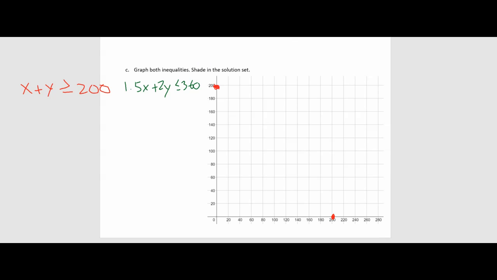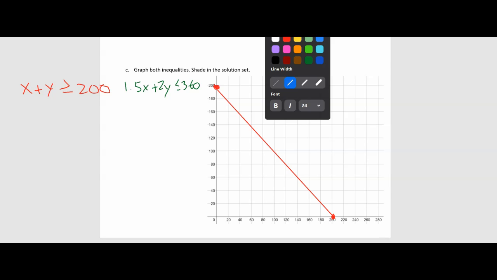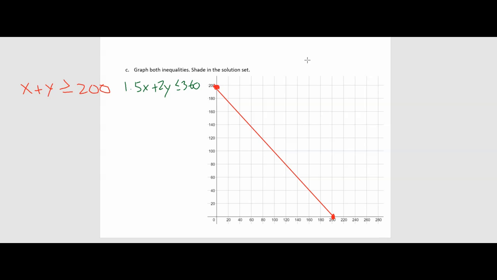So this boundary line is going to look like this. Solid, of course, because it's greater than or equal to. For my green, we can do the same thing. We can find the intercepts. And I guess I'll just run through this real quick in case you forget what the intercepts are.